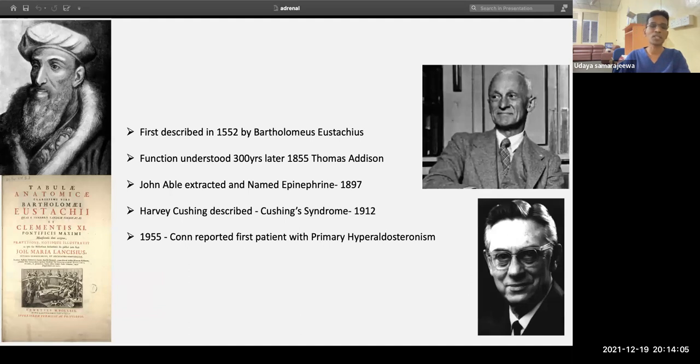Okay, so the first description of the adrenal gland was by an Italian anatomist called Bartholomew Eustachius, and that was in 1552. However, after identifying the organ, people at that time didn't know what it was doing, the physiology. So it took at least another 300 years to identify the function of these glands. In 1897, John Abel from USA extracted and named epinephrine from the medulla. And also in 1912, Harvey Cushing, again from USA, described the eponymous Cushing syndrome. In 1955, Jerome Conn reported the first patient with primary hyperaldosteronism.